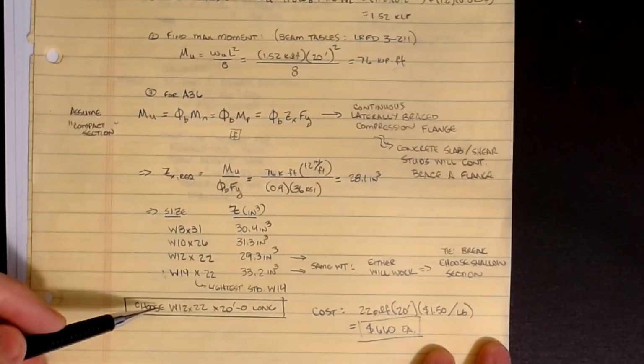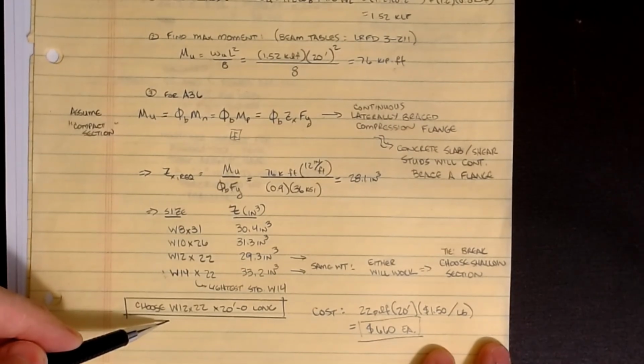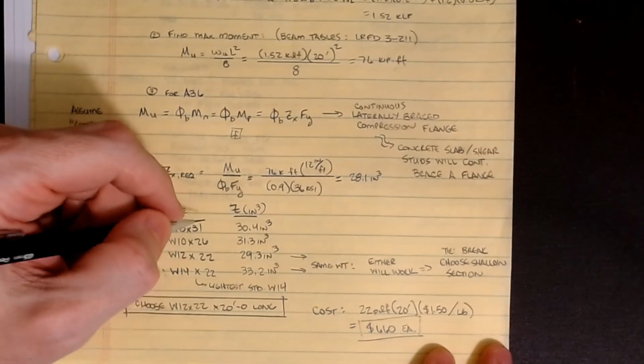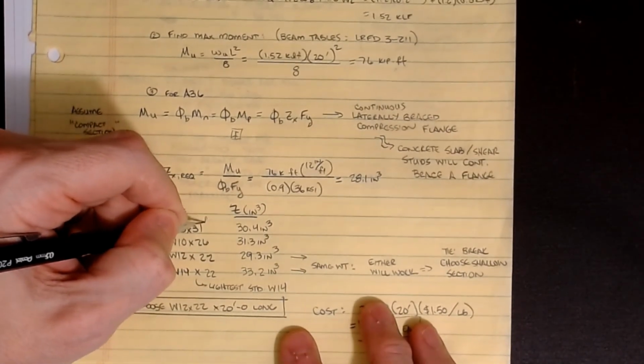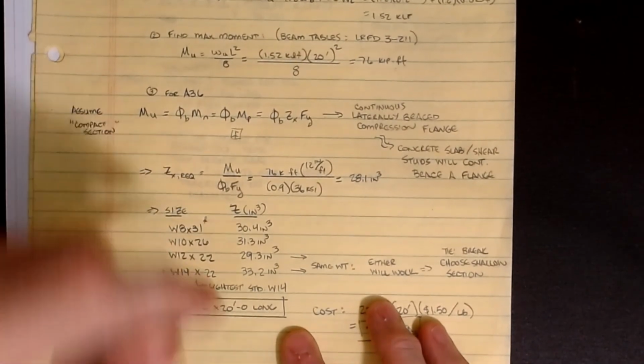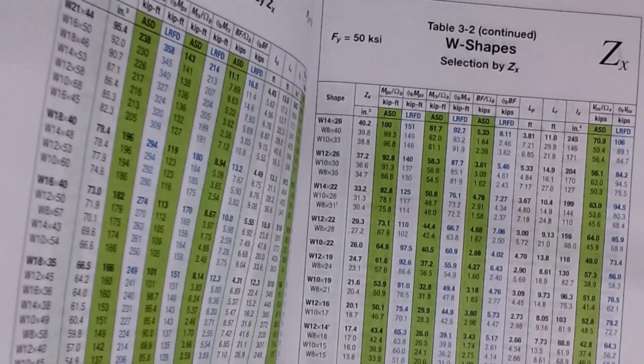I think in this one, I actually went ahead and chose the W12. So W12 by 22 by 20 foot long. Now, there is one thing I want to point out to you: if you look real close at that W8 by 31, there was an F superscript that shows up on here. And you can see it if we zoom in.